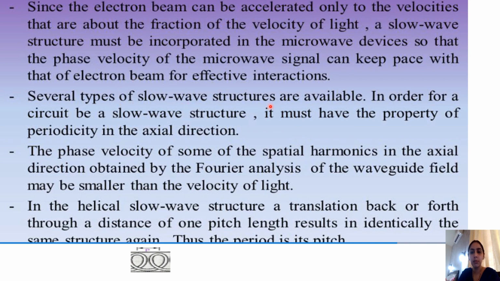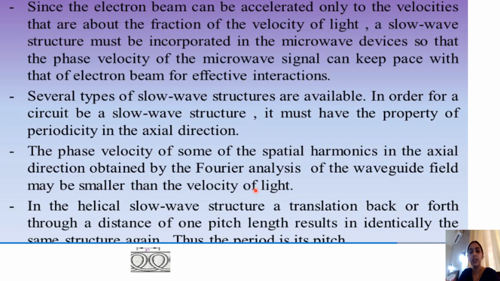We can have several types of slow wave structure, but the essential property is that it should have periodicity in the axial direction. There are many examples of slow wave structure. In our travelling wave tube, we have used a helical structure. The phase velocity of some spatial harmonics in the axial direction can be obtained by Fourier analysis of the waveguide field. It may be smaller than the velocity of light. Usually, the wave travels with the velocity of light or greater than the velocity of light in a waveguide.